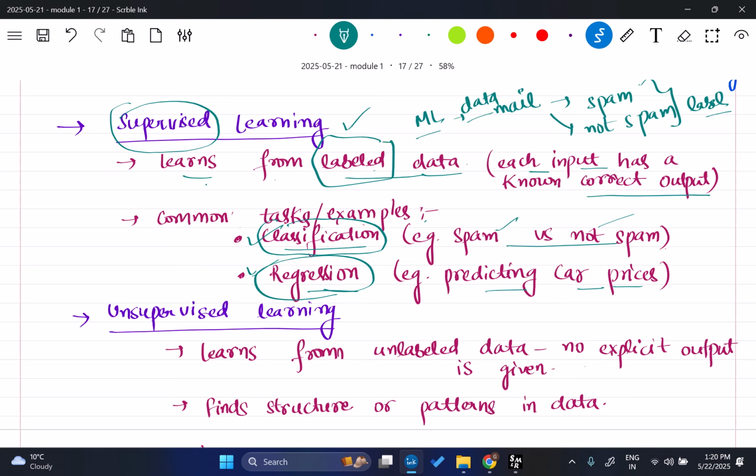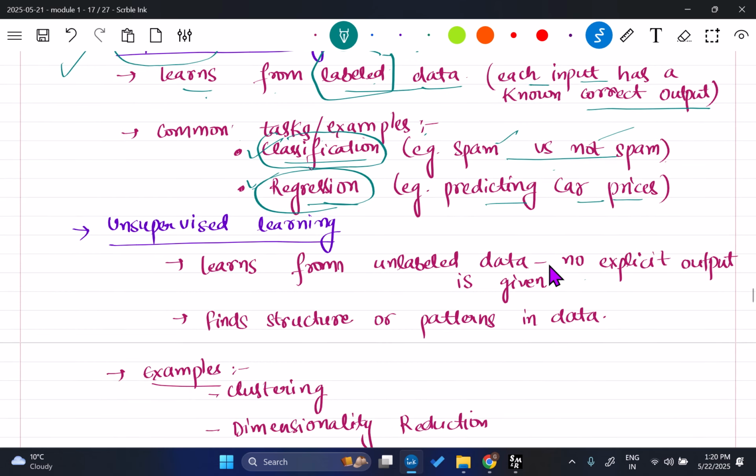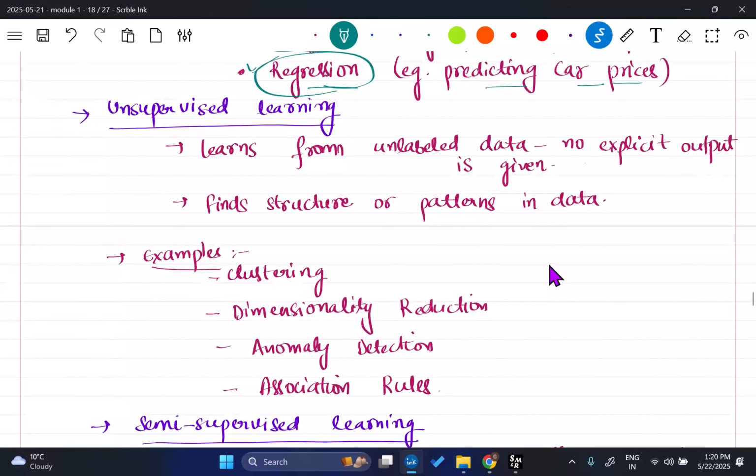So what is the main idea here? That the data which we have, each input has correct output. That correct output is known as the correct label. Okay, so first thing, we have covered the supervised learning. Now we will be talking about the unsupervised learning.